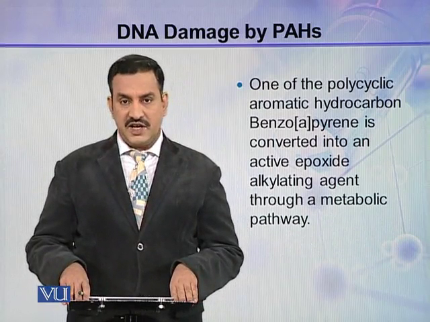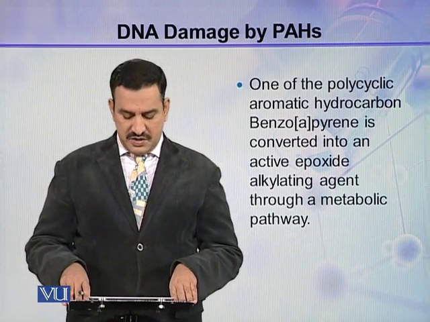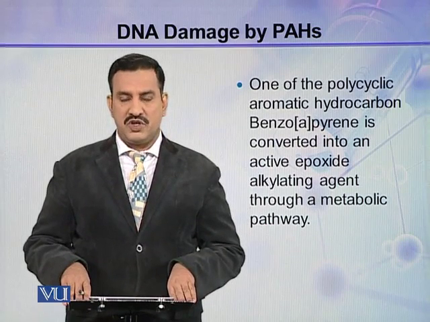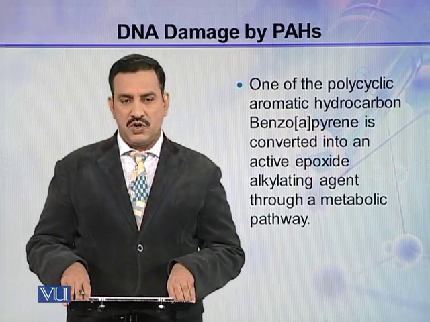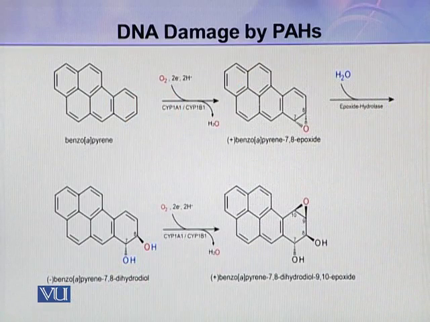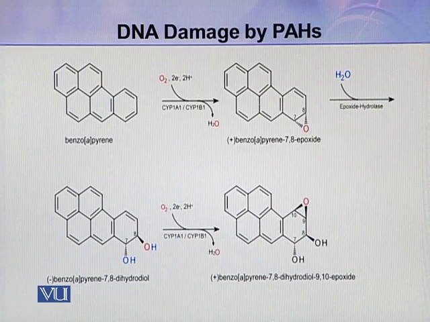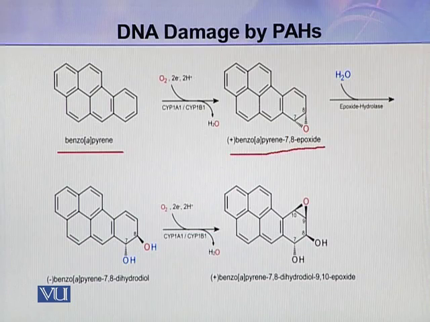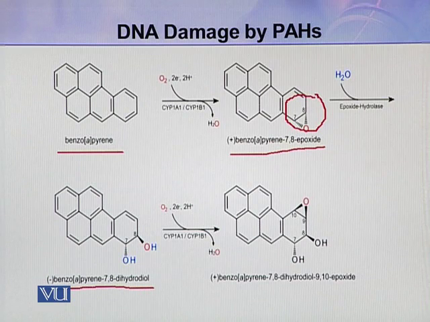One of the polycyclic aromatic hydrocarbons is benzo[a]pyrene. It is converted into an active epoxide alkylating agent through a metabolic pathway in the cell. Here is the pathway which converts this PAH into epoxide, which is a damaging agent. This is benzo[a]pyrene. It is activated by oxygen and converted into benzo[a]pyrene 7,8-epoxide. In the further pathway water is added, and this 7,8-epoxide is converted into benzo[a]pyrene 7,8-dihydrodiol.